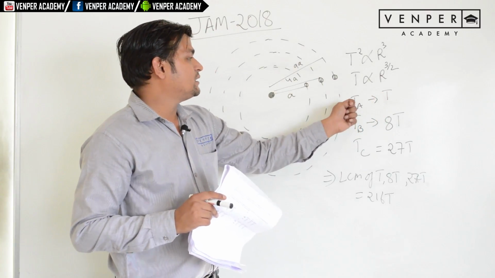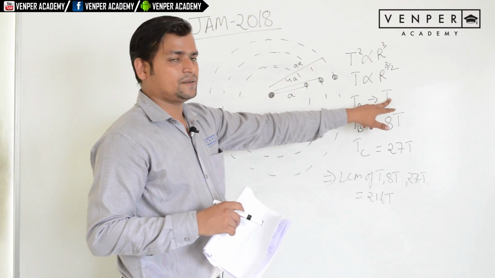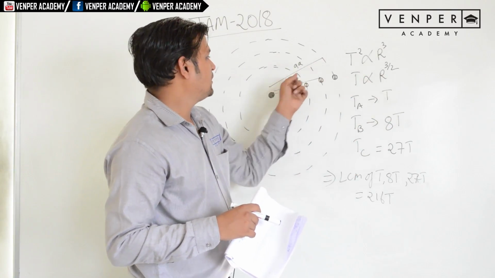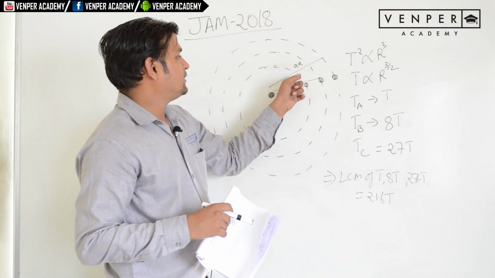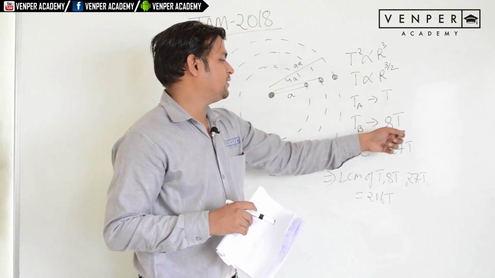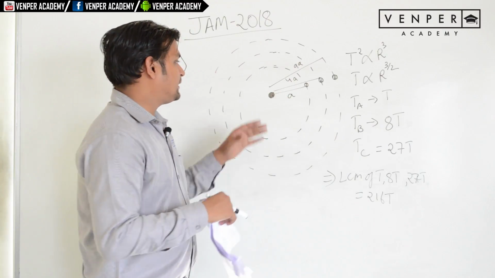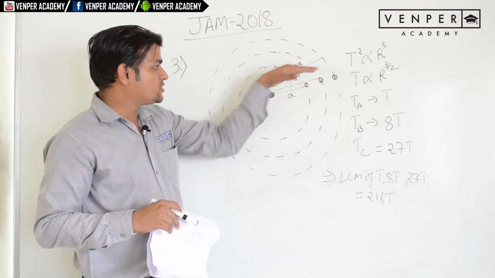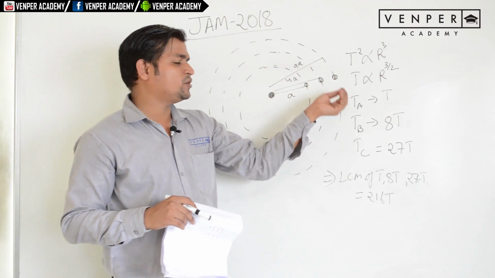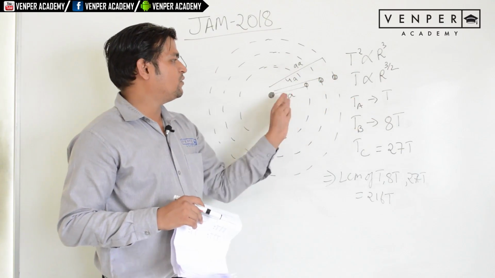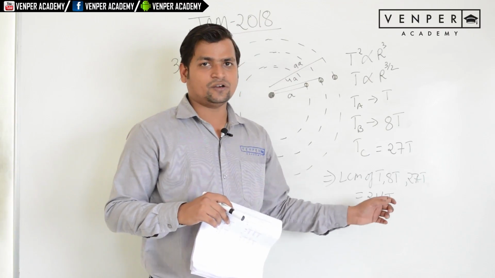Clear? Next, from here you can calculate the time period for b and c. For a it is given as t. For b, just take the square root of 4a cube, it will become 2, and after that cube. So you will get 8 t naught. For c you will get 27 t. Now at t equal to t naught, they are in a straight line. So again after what time will they be in a straight line? So simply you have to take the LCM, lowest common multiple of all the time periods. So you will get 216 t on taking LCM.